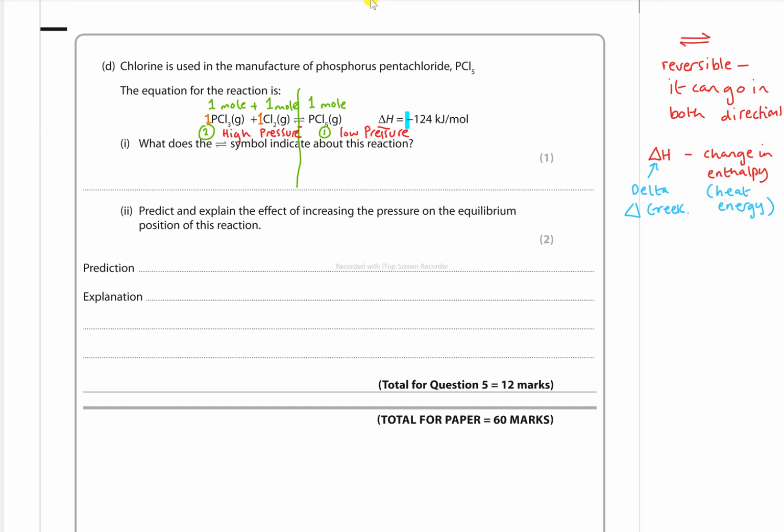Now if you look at this minus, that tells you it's an exothermic reaction. So the negative delta H equals exothermic reaction. That means it loses heat to the surroundings.